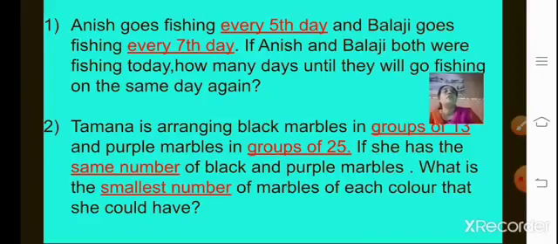Now here the fishing, the action is repeated. That is, Anish is going fishing every 5th day. Then after 5 days again 10. Then 15th day, 20th day. So that is the multiple of 5. Same way, Balaji goes fishing every 7th day. Then the next 14th day. Then 21st day. So the multiple of 7. So these words, that is 5th day, 7th day, it tells us that they are the multiples. So this type of question is one where you have to find the LCM. Okay.